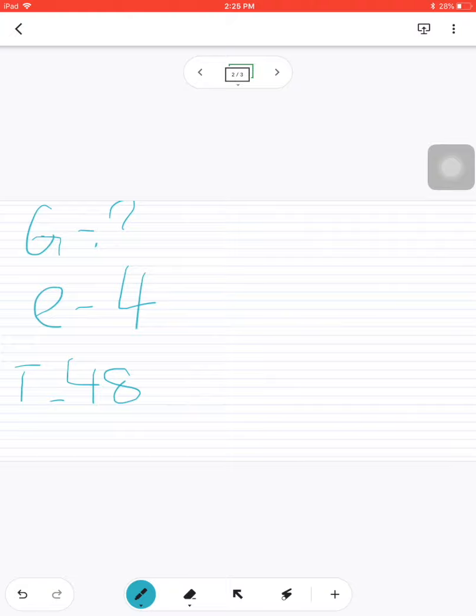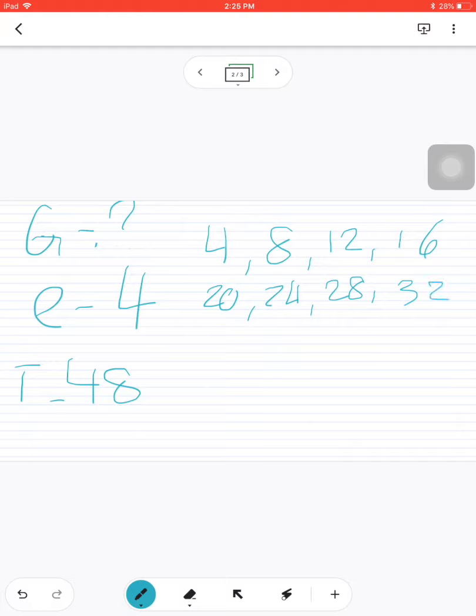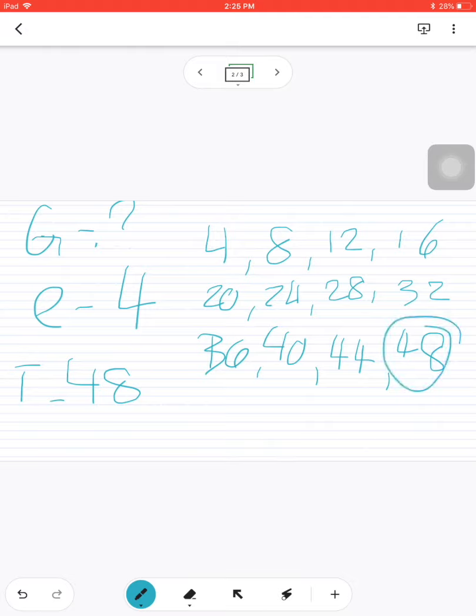So I'm going to skip count by 4s until I get to 48. That's a popular one we all like to do. So I'm going to start with 4, 8, 12, 16, 20, 24, 28, 32, 36, 40, 44, 48. How many do I have total?